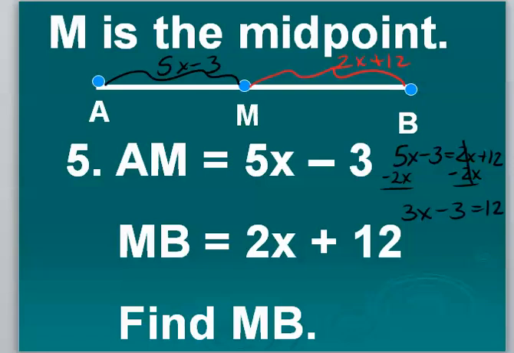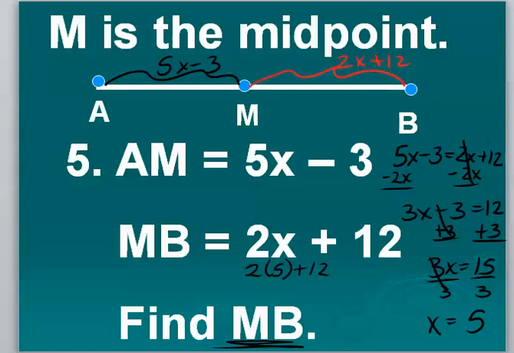equals 12. All of my x's are on the left, so I need to move my numbers to the right. To get rid of minus 3, we're going to add 3. So 3x equals 15. And again, those are against each other, they're multiplied, so we divide by 3, and x is 5. We always need to plug back in. I'm going to take my x value of 5 and plug it in for MB, what I'm trying to find. So we're going to do 2 times 5 plus 12. 10 plus 12 is 22. That's the answer I would put on the blank.